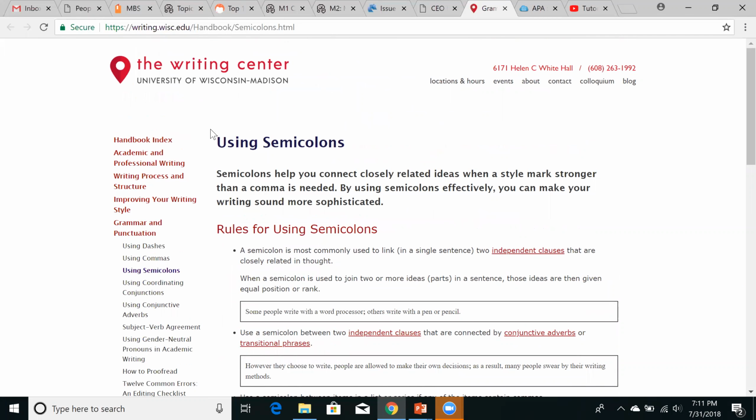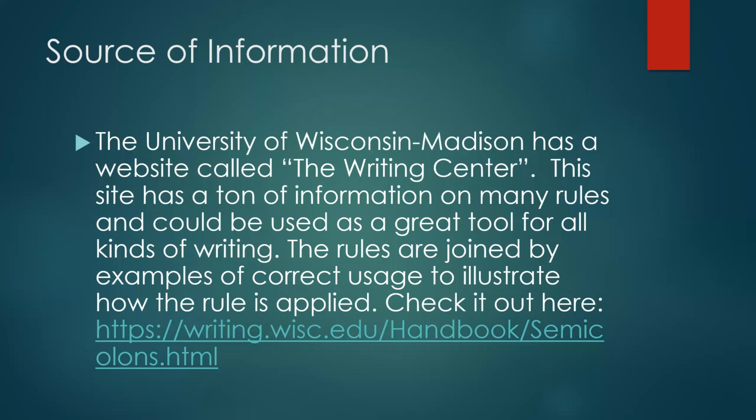Anyway, there is the website, and there's all kinds of good stuff on here for other writing tools and how to use dashes, commas, coordinating conjunctions, and how to improve your writing style. If you ever want a little help in your writing, I recommend going here, as well as the Purdue OWL. They are very helpful. All right, let's go back to our PowerPoint.